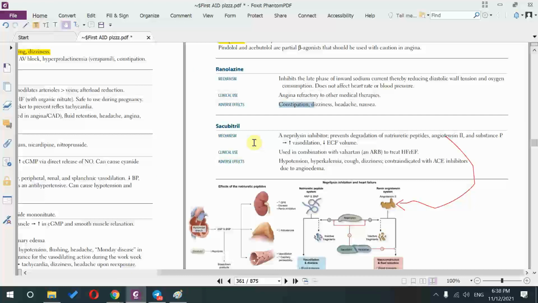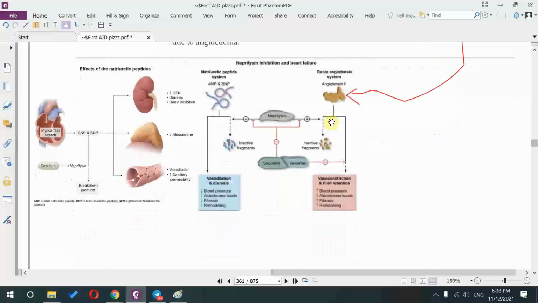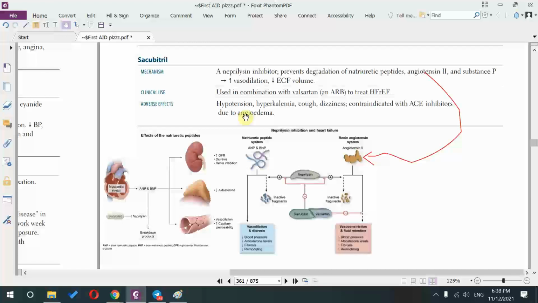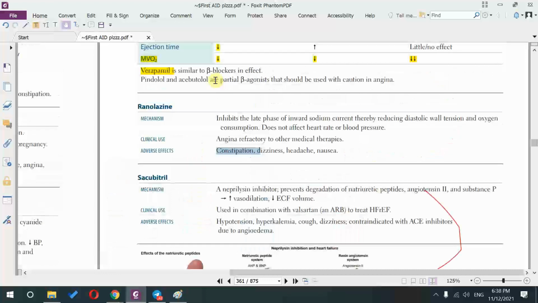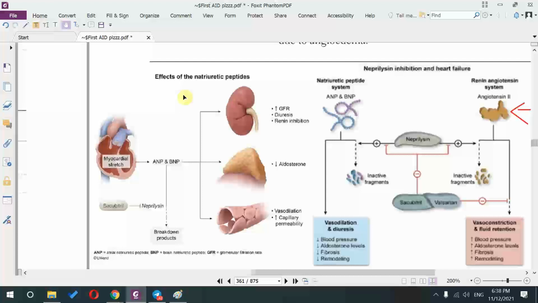Okay, sacubitril. I hope you remember this drug. We spoke about it before, but now we are going to speak about it again. First of all, let me re-explain what I said about this and then read what they write in First Aid. Before reading this, yes, correct. It prolongs the plateau, the ranolazine. But if you take a look at ANP and BNP, if you remember, it was secreted from where? From the atria of the heart. And it's secreted upon which form of stimulation?